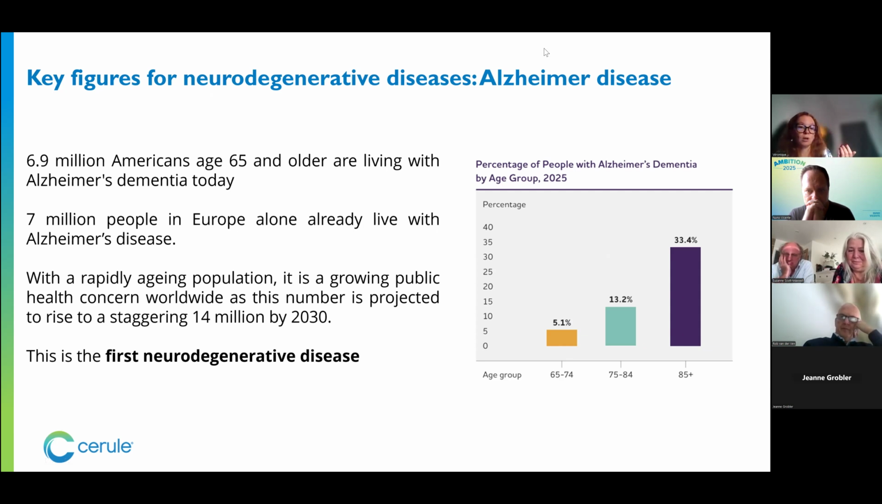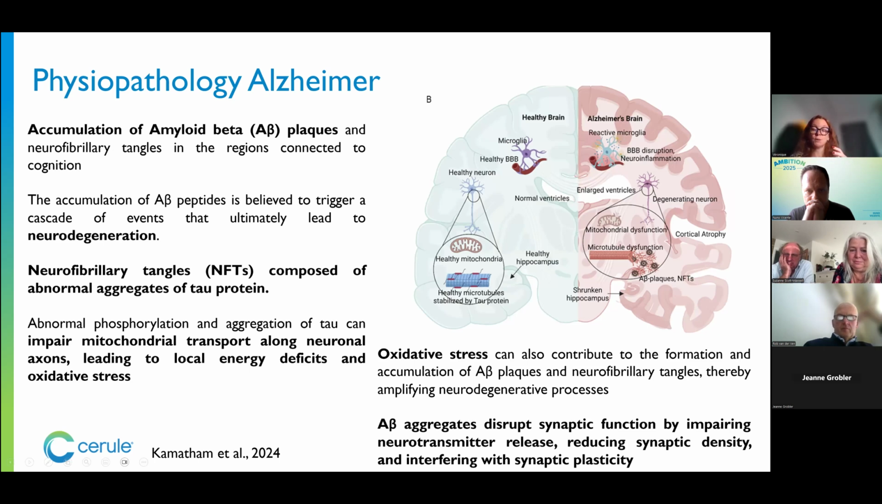In terms of physiopathology, as in Parkinson's disease, we have a protein aggregation. That is an accumulation of beta amyloid, so plaques of beta amyloid. And we have also an accumulation of tau proteins that contributes to neurofibrillary tangles. So there is an abnormal accumulation of these two proteins. The accumulation of beta amyloid peptide is believed to trigger a cascade of events that ultimately lead to neurodegeneration.